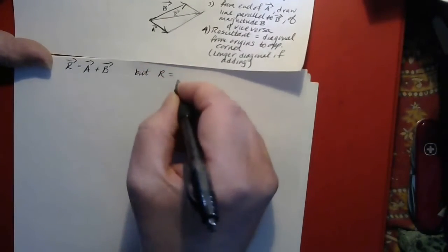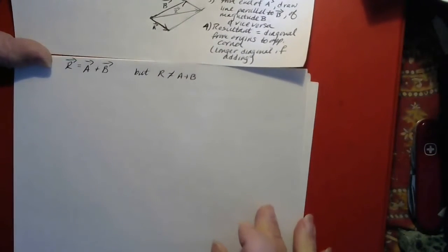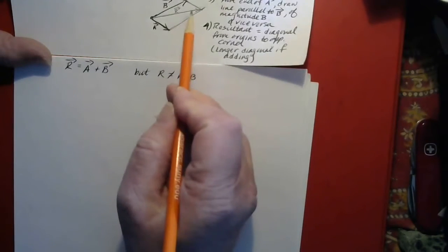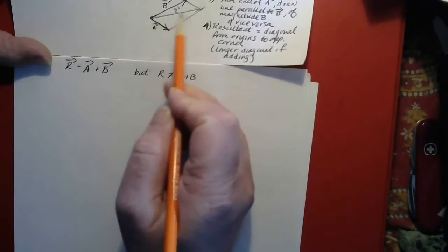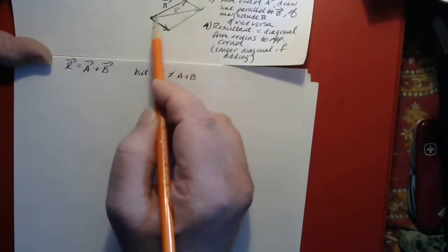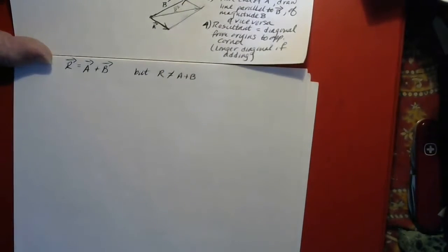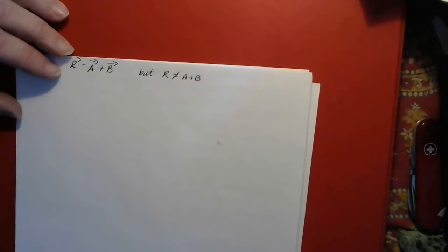The magnitude alone is not equal to a plus b. If you basically measure this, the length of the resultant, you'll find that it's actually less than the total of b plus a. Okay, so the magnitudes do not add up. And that's one of the complications when you're dealing in two dimensions, with things that aren't exactly parallel or anti-parallel to each other.